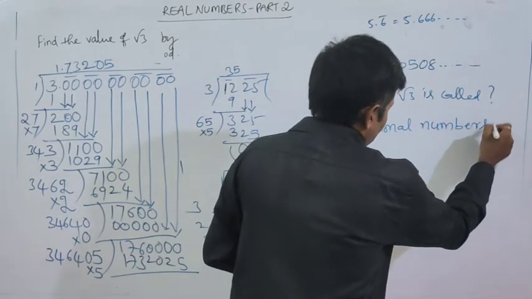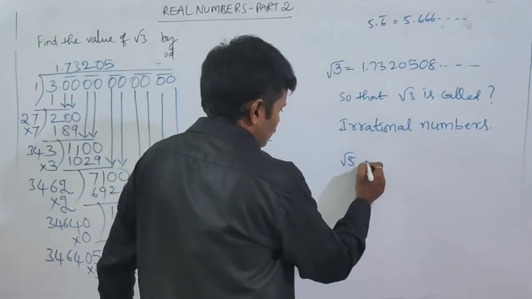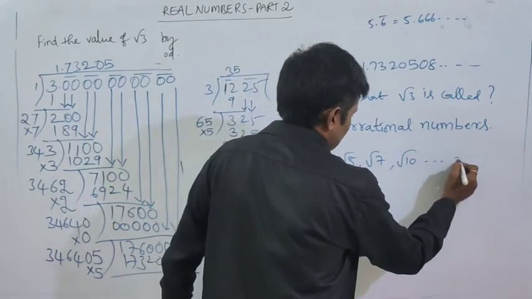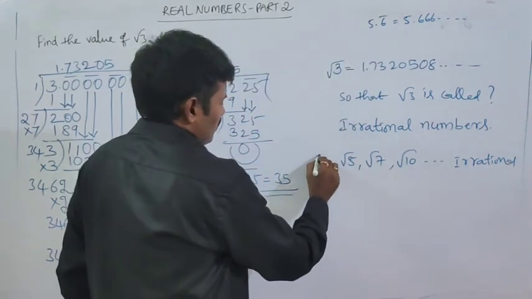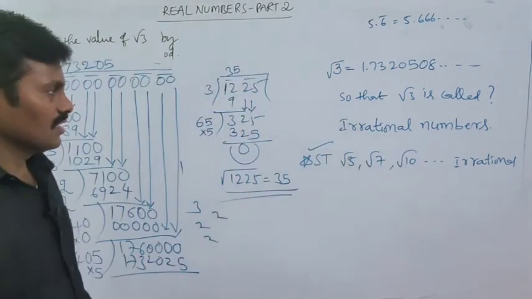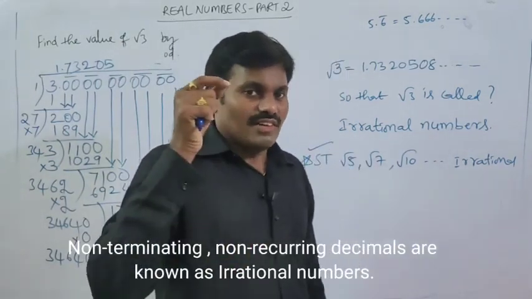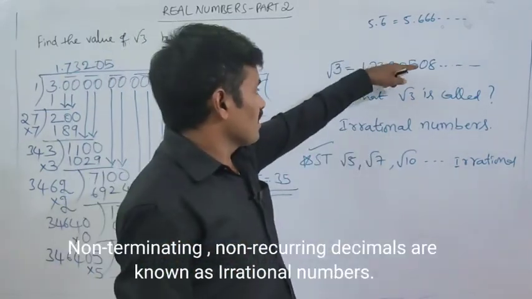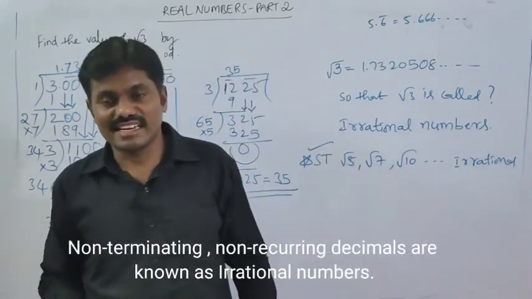Is it clear, my dear students? Yes. Like this, we can prove root 5, root 7, and root 10, and so on. These are all irrational numbers only. So for practice purpose, we can try this problem. Is it clear, my students? So by this, what do you understand? The value of root 3 has no end. We cannot write it under the bar also. So such type of numbers are called irrational numbers.